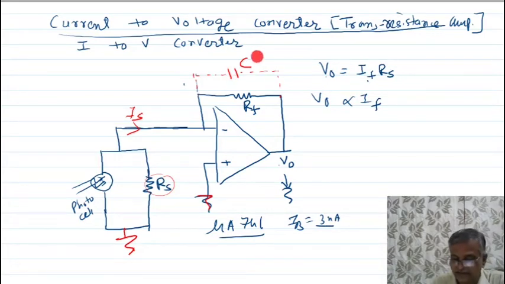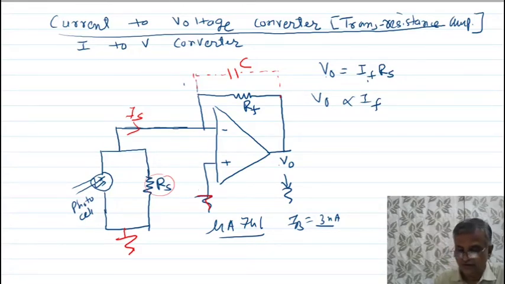This capacitor C is connected to avoid high frequency noise. Any high frequency noise coming here goes to ground through the capacitor. This is the discussion of the current to voltage converter.